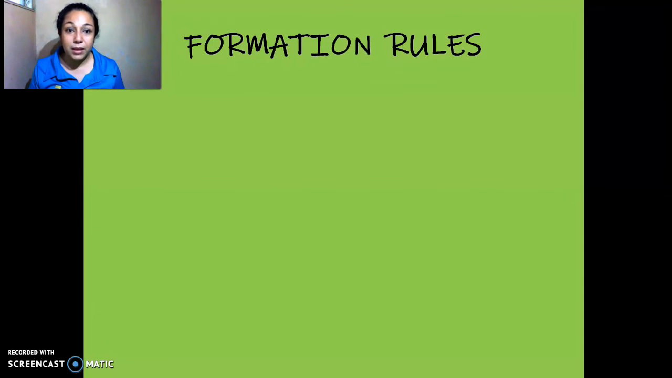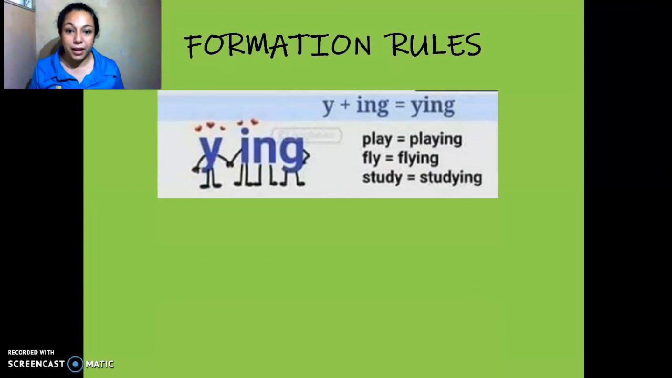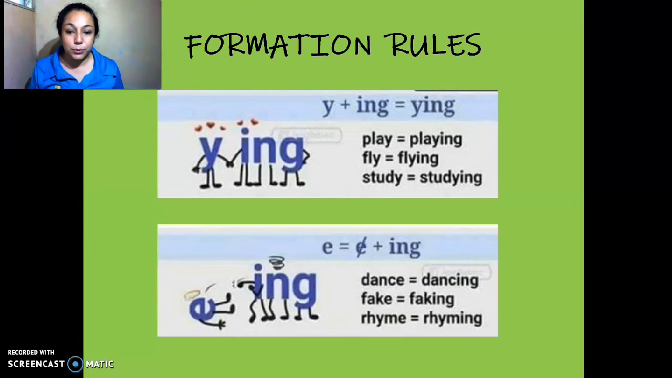So let's continue. Okay, this is the formation rule of the verb in ing. For example, for a verb that ends with y, you add the ing suffix. In this case, you have three examples. First one, play, playing, fly, flying, study, studying. This is the first rule. The second rule says, for the verbs that end in e, you omit or eliminate the letter e, and then you add the ing form. Dance, dancing, fake, faking, rhyme, rhyming.